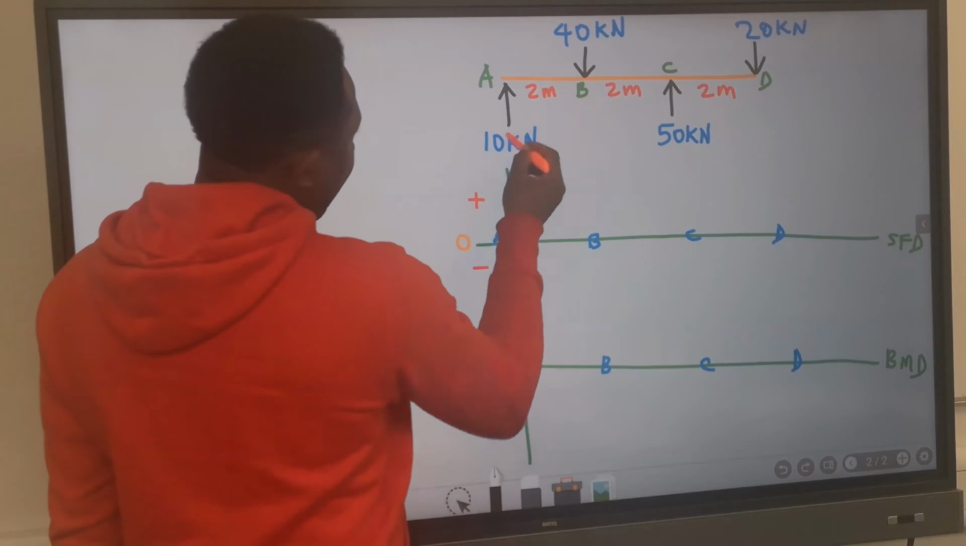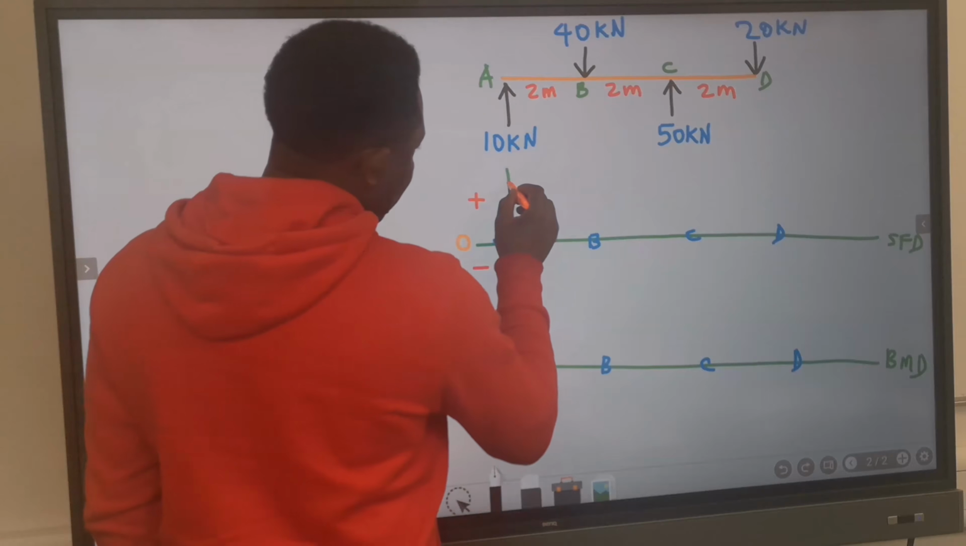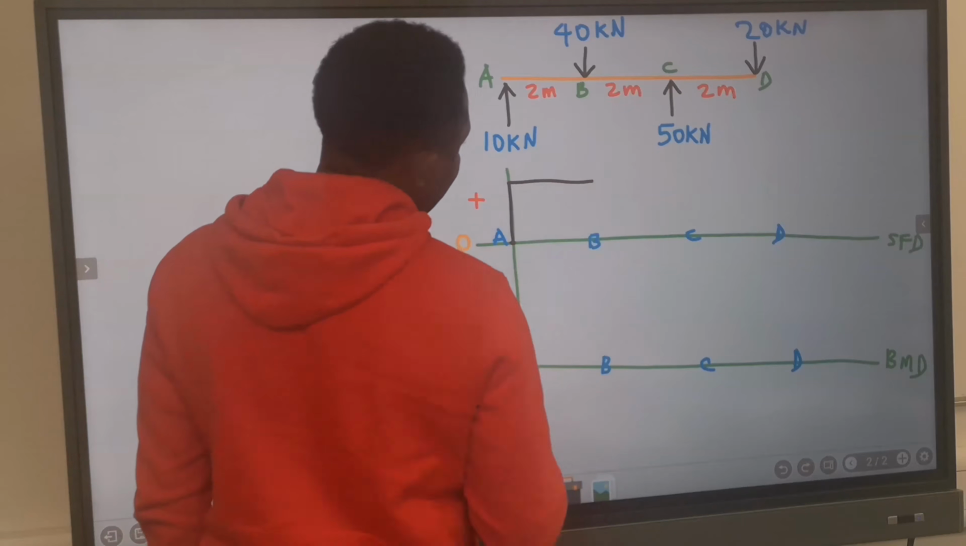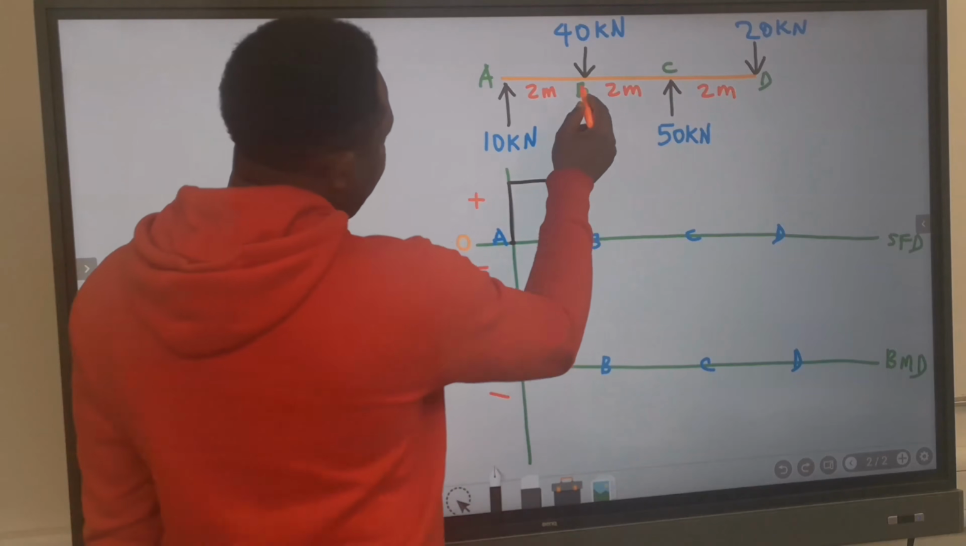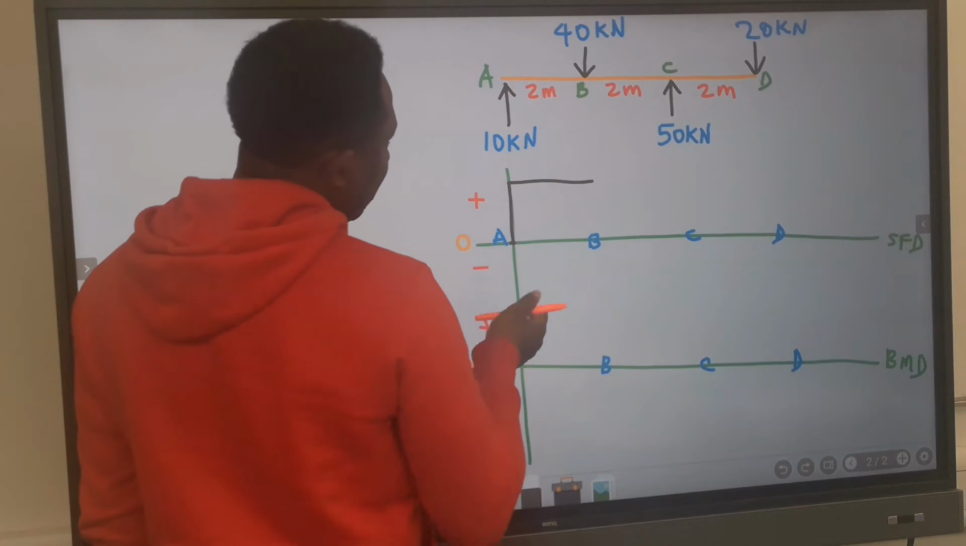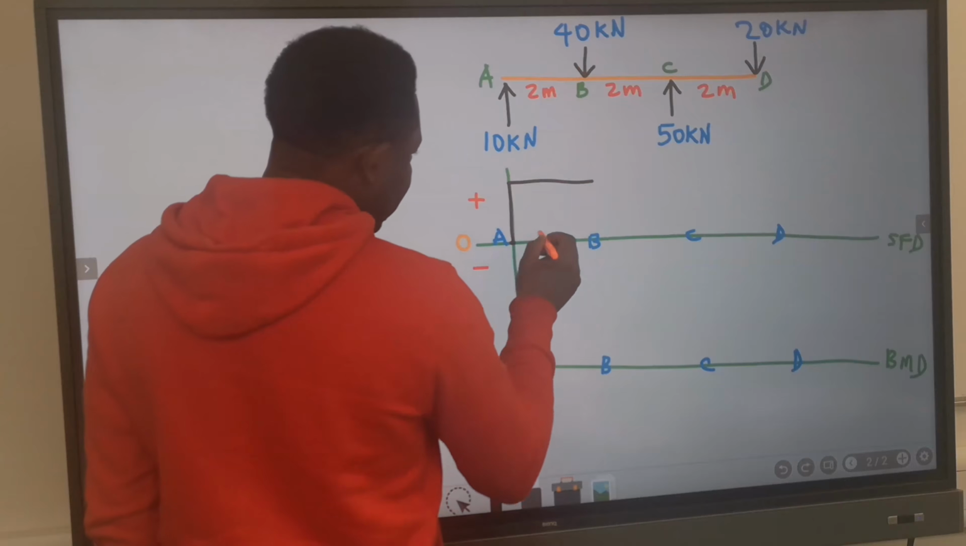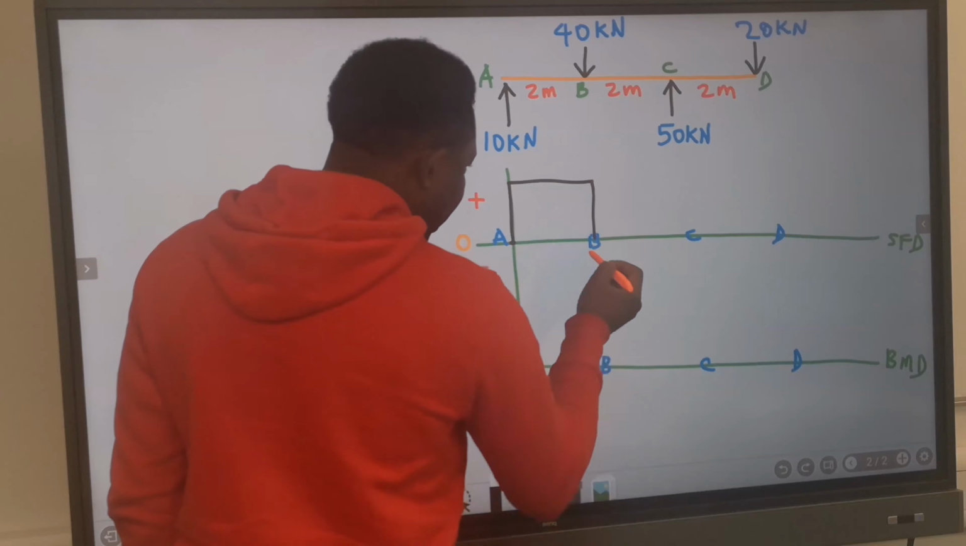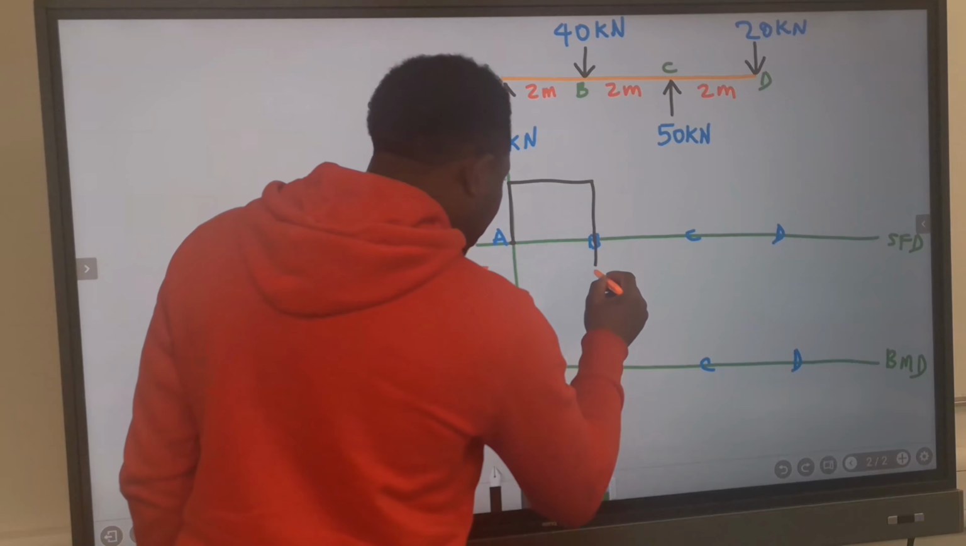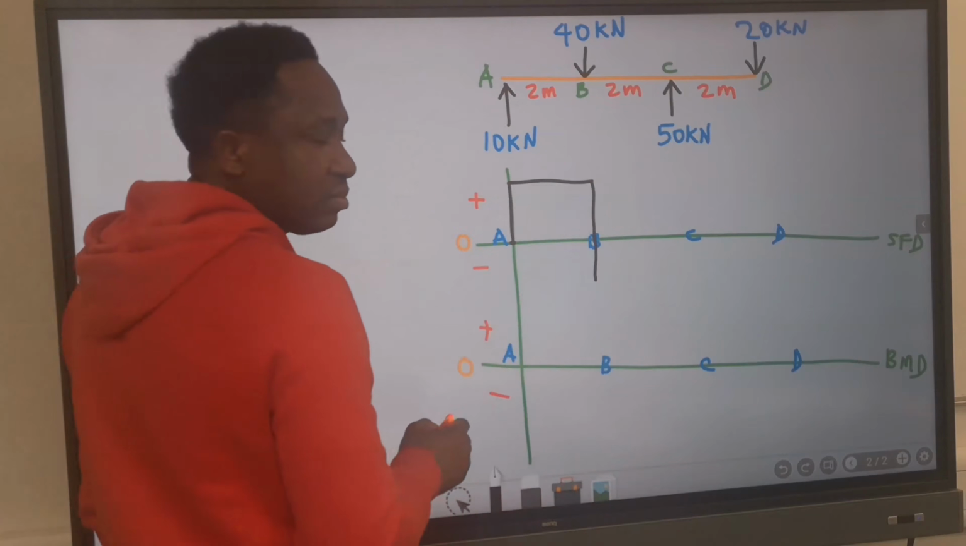Between A and B, there is no load. Hence, we're going to have a straight line. At point B, there is a 40 kilonewton. This is 10. It will push it down 10 and push it down by 30.